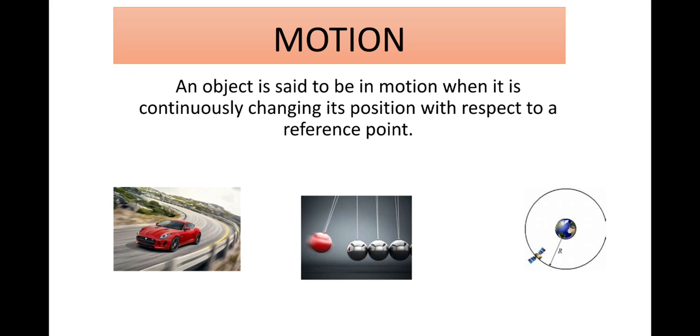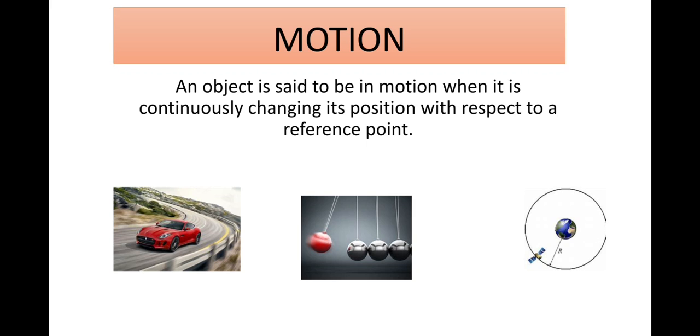Now, motion is a very broad term. What is motion? I have shown such examples or pictures that we see every day around us. We see everything is in motion, for example, the motion of a car, the movement of a pendulum, the motion of the satellite around the earth, even in space, the motion of the satellites around the earth and the planets around the sun, etc. An object is said to be in motion when it is continuously changing its position with respect to a reference point.